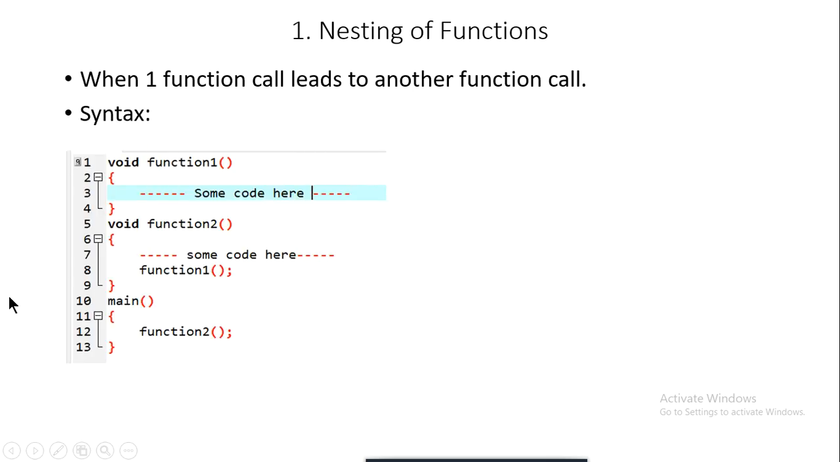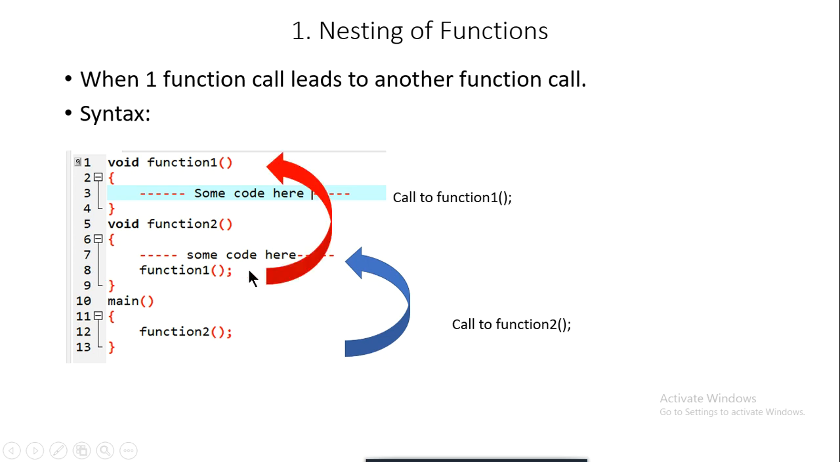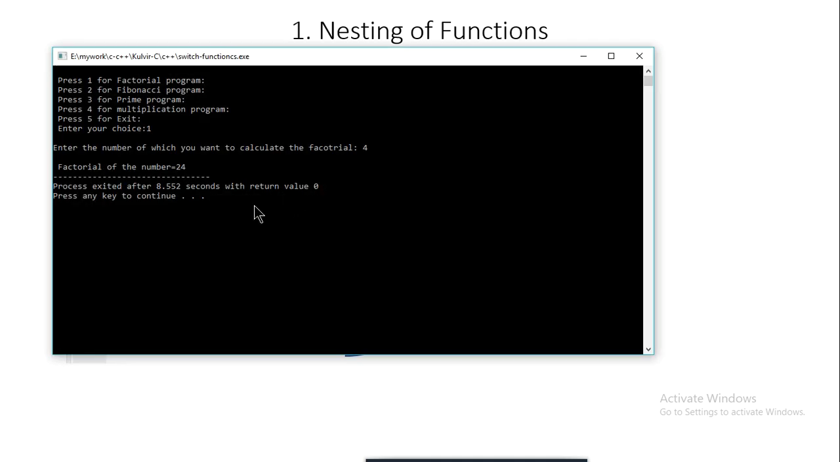So there you go. I have written a syntax here. First of all, the main function will be executed. I have called a function, function2. So the control is transferred from here to this function, and this code executes. And here I have called another function, function1. So main called function2 and function2 further called function1. So this is called nesting of functions. So you guys can write the program for this. I'll do this for you as well.